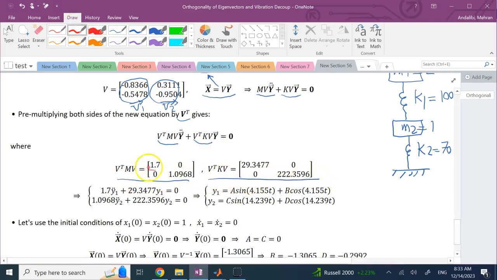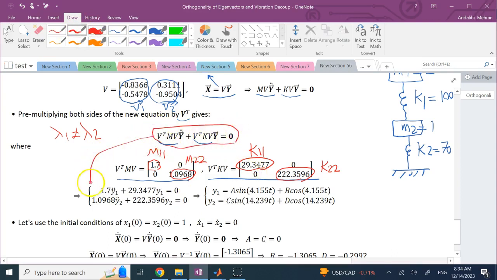So this guy is what? You're right, this is M11. This guy is M22. This guy is K11. This guy is K22. And in this case, remember, lambdas were different. Lambda 1 and lambda 2 were not equal. So we can use this orthogonality. And now, if you expand this equation, look what I get.